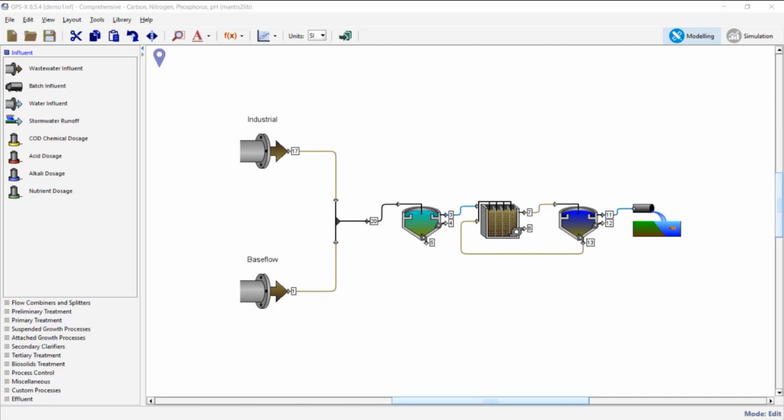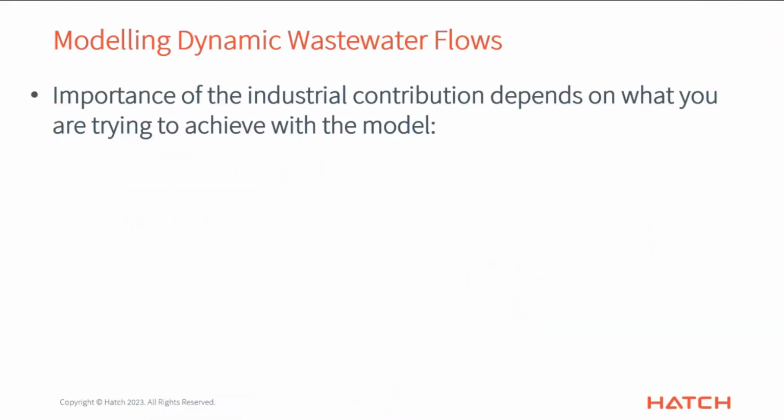Okay, back to the slides. So that's a very quick summary of the important things you need to think about when you're doing the concentrations part of your influent. Now we want to talk about modeling the flows part of it. So we want to say how much is going to come in over a period of time.